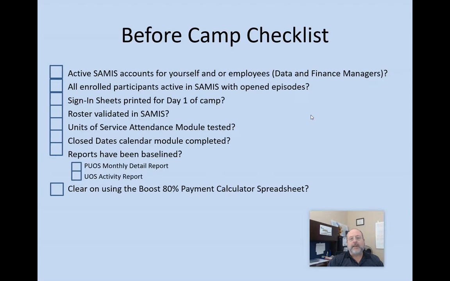If you have an employee returning from last summer camp, it's more than likely their account will be deactivated if you have not been doing after school programming. So you'll have to submit the new user request form to reactivate them for this summer camp. And of course, for any new employees, you'll need to submit those as well.